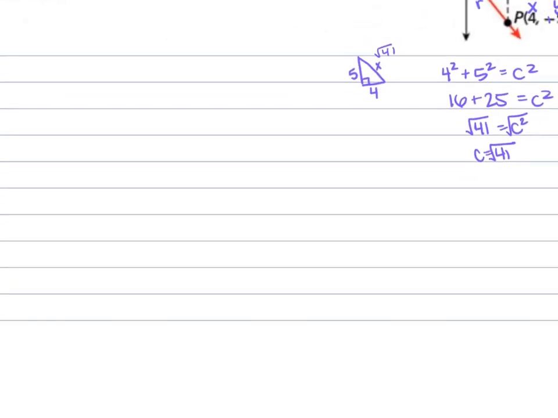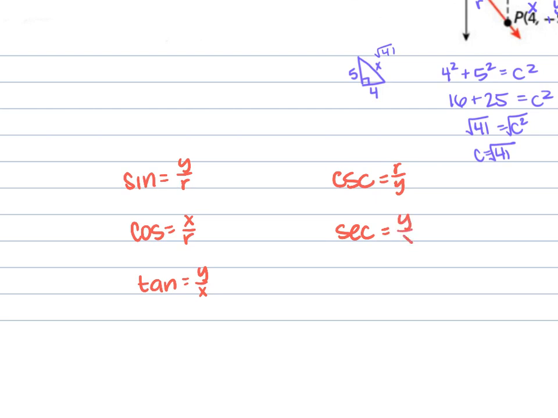So remember, sine is y over r, cosine is x over r, tangent is y over x. When you find cosecant, it's going to be r over y. When you find secant, it's going to be y over x. And when you find cotangent, it's going to be x over y. So to find all 6 of these, we're just plugging in values.